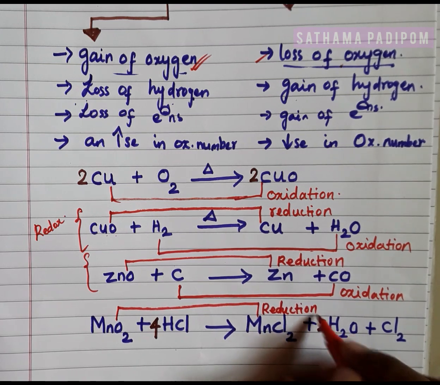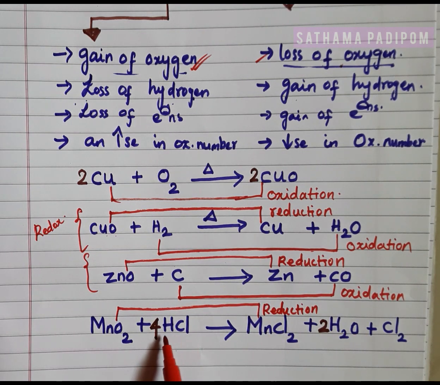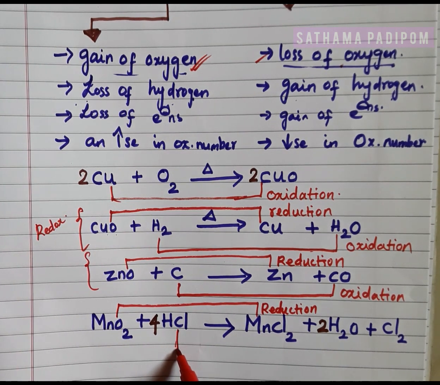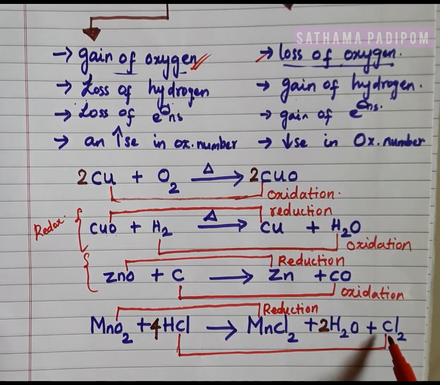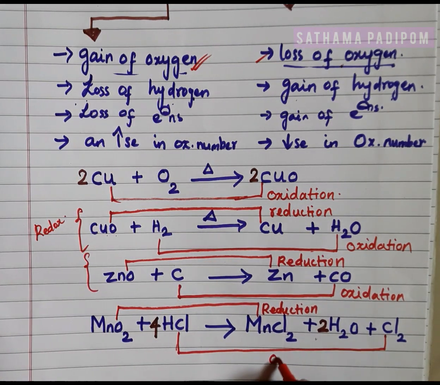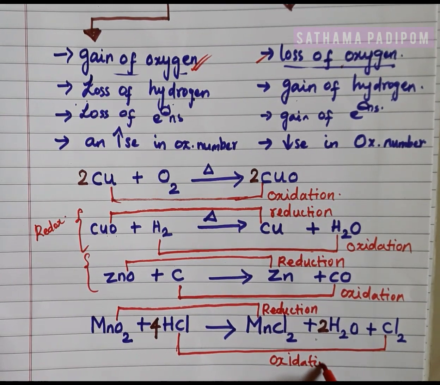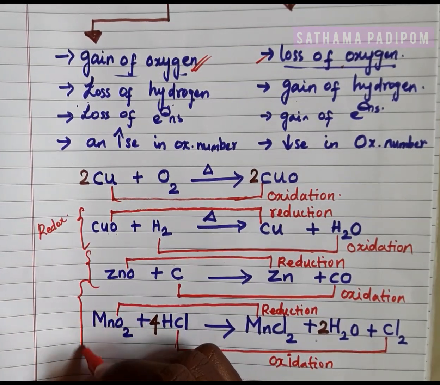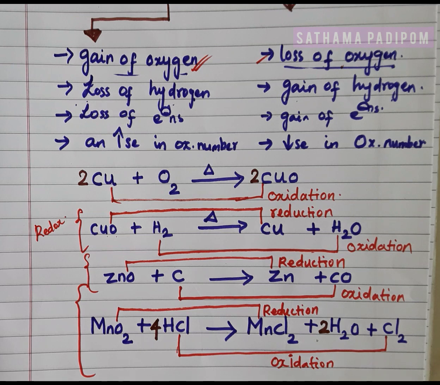And look at this HCl. Here there is removal of hydrogen, and it becomes Cl2. Moreover, this hydrogen gets oxygen and forms water. So look at this now: here there is no hydrogen. Removal of hydrogen, or loss of hydrogen, is called oxidation. So here this is oxidation. So this reaction is also known as a redox reaction. Like this only, we have to know whether the reaction is oxidation or reduction.